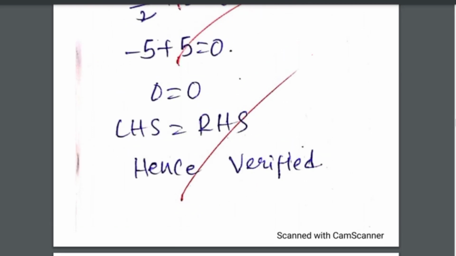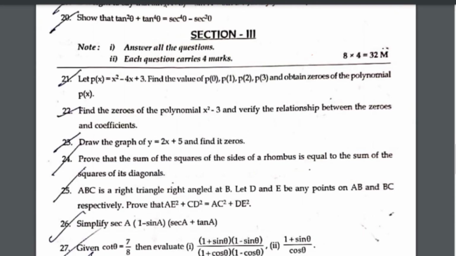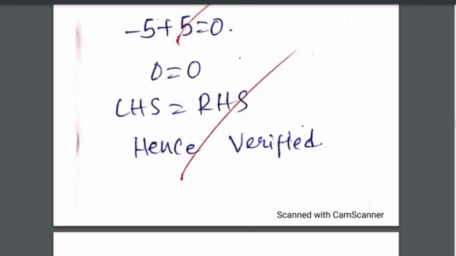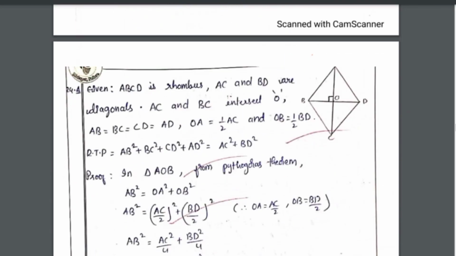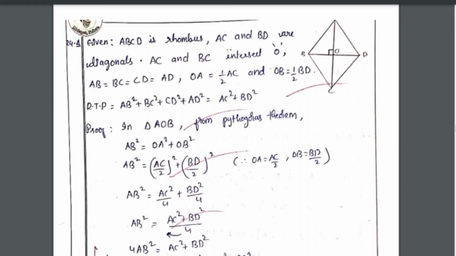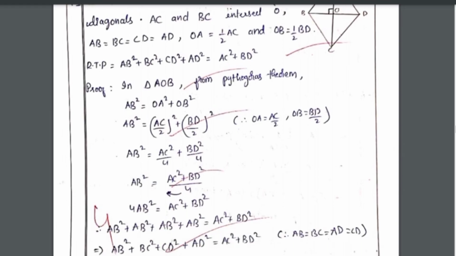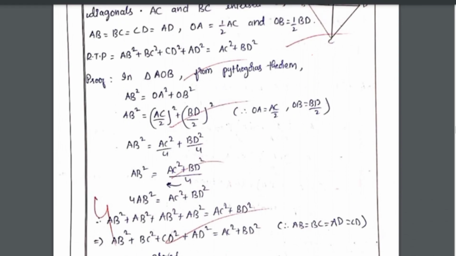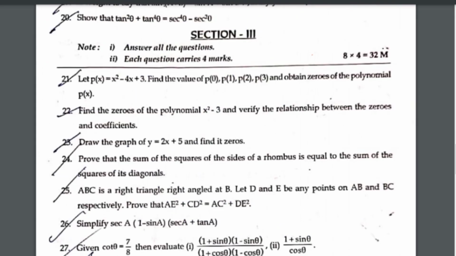Right, so the next one is: prove that the sum of the squares of the sides of a rhombus is equal to the sum of the squares of its diagonals. This is exercise 8.4, question number 1. You can verify this answer. I know almost all of you know this problem very well. You can check how she wrote it and what the answer is. I am not going to take more time to explain these questions.